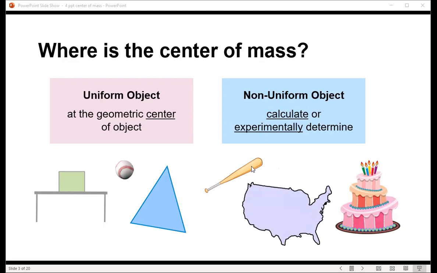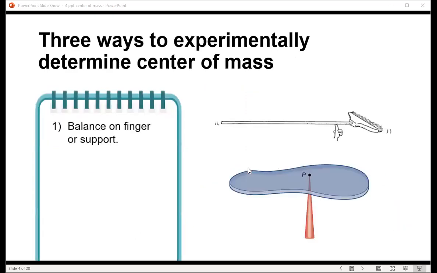Like, what could I do with this baseball bat to find the center of mass? So the first thing that you can do is balance the object on your finger or on a support. And the point where it balances is the center of mass. So if I pick up a broom and it balances on my finger right there, that's where I would put the dot, the center of mass of the broom. If I had a piece of cardboard or a piece of plywood and it balances on a support right here, then that location is the center of mass. So all I got to do is pick up that baseball bat and figure out where it balances on my finger, and then I know where the center of mass is. You can try that right now with your pencil or pen.